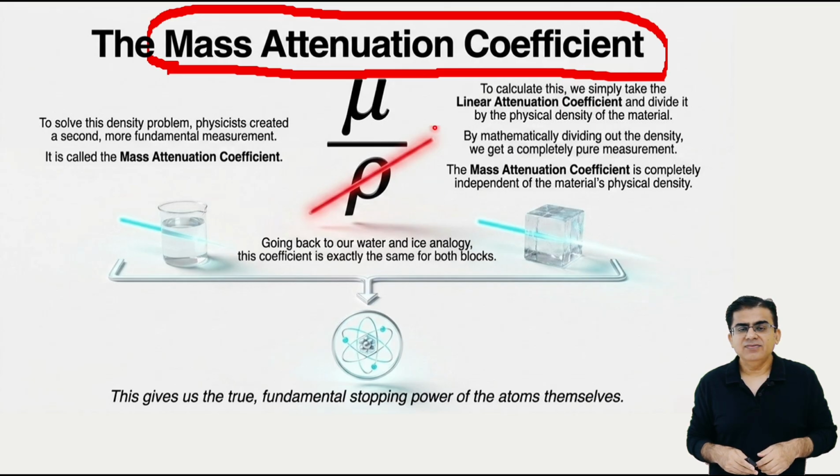If you look at the formula on your screen, the calculation is very simple. We just take the linear attenuation coefficient and divide it by the density of the material. By mathematically dividing out the density, we get a completely pure measurement. This new mass attenuation coefficient is completely independent of the material's density.